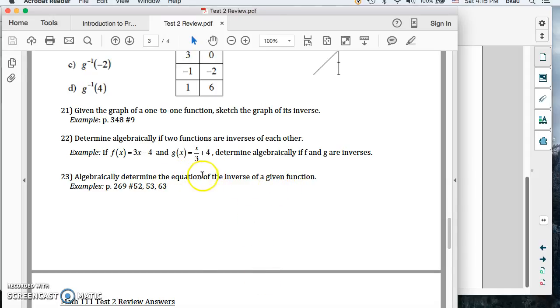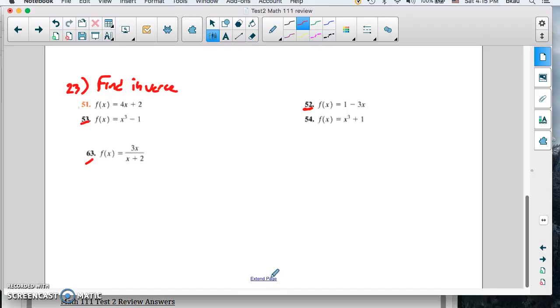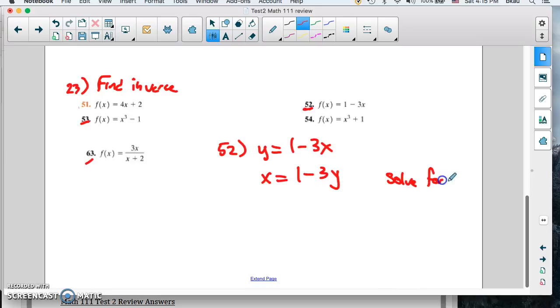Problem 23 says algebraically determine the equation of the inverse. How do you actually find the inverse from this? There are 3 problems here. We'll start with 52. 52 says find the inverse of this function. The steps to finding the inverse are to write the equation with a y instead of the function notation, then switch the variables, so y becomes x and x becomes y. Now we're going to solve for y. So you interchange x and y, and then you solve for y, and that's going to be your inverse function.